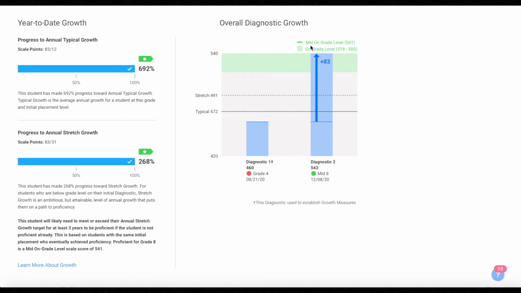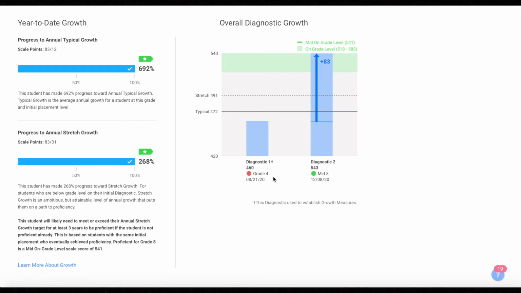If you notice, mid-grade level is at a 541. Although this student is at a 543 and we will still cautiously be watching them, they are now on grade level for the place of where we are in the school year. On grade level for the 8th grade in mathematics was between 518 and 585.